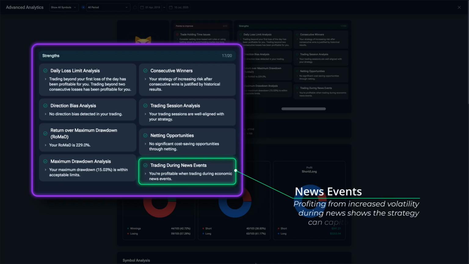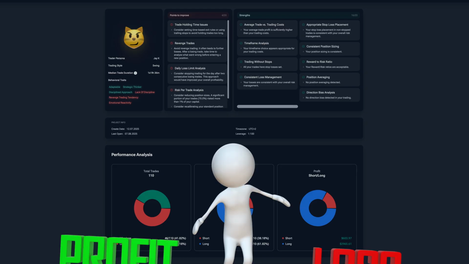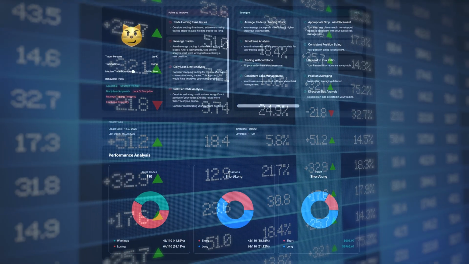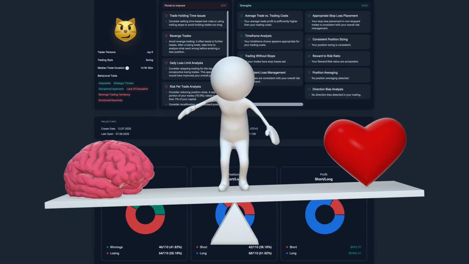Trading during news events. We were profitable when trading during economic news events. This is important because many traders avoid news, but for UT Bot, the increased volatility actually improved performance. This detailed analysis goes beyond basic profit-loss metrics. Every metric tells a story about not just strategy performance, but trader psychology and execution quality.